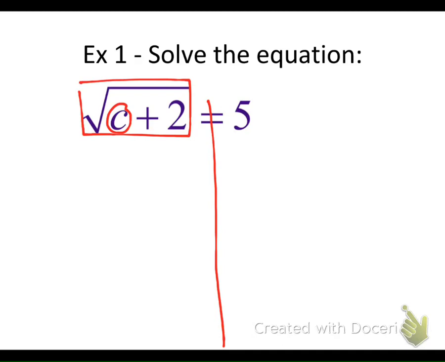Step 2, we want to get rid of the square root. In order to get rid of the square root, we square each side of the equation. So go ahead and square each side of the equation. Because whatever you do to one side of the line of equality, you must do to the other.